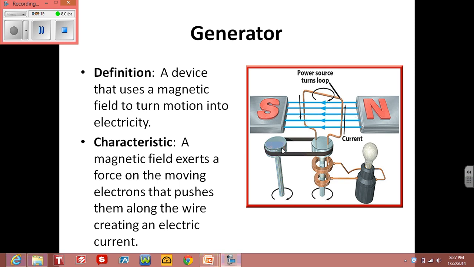together. That concludes our lesson on magnetism.